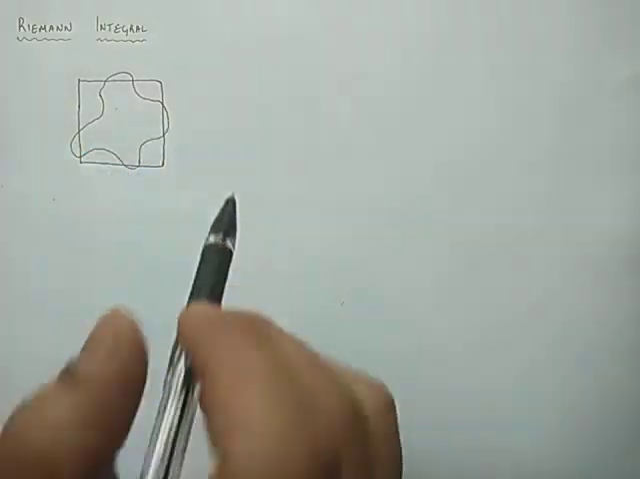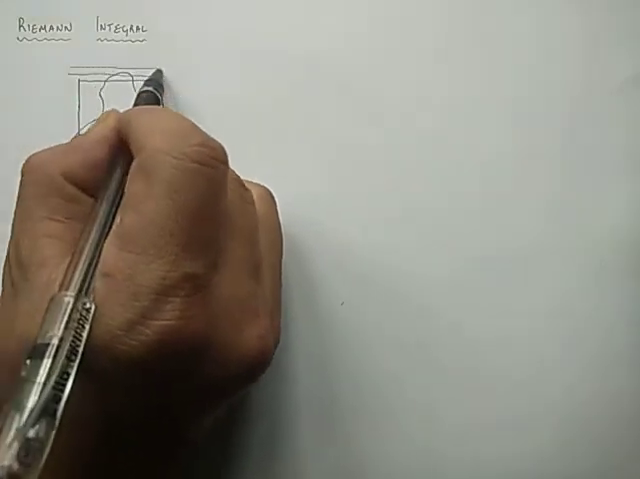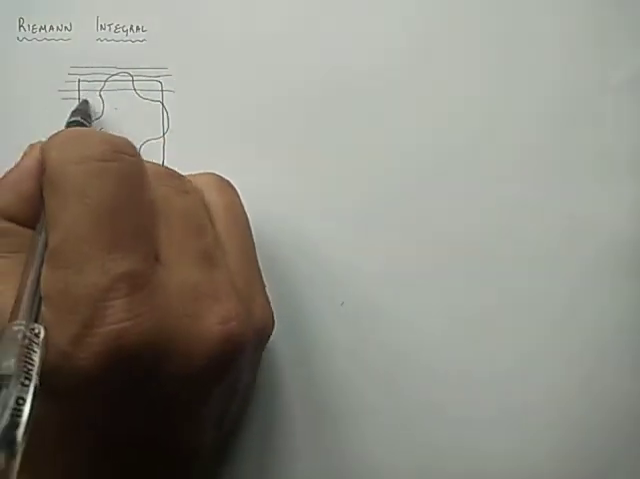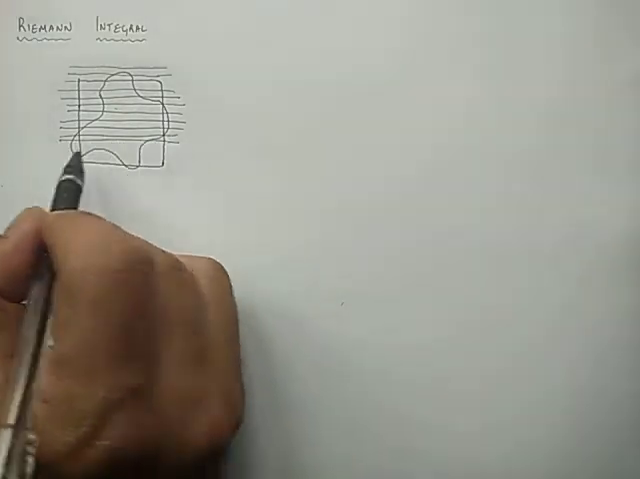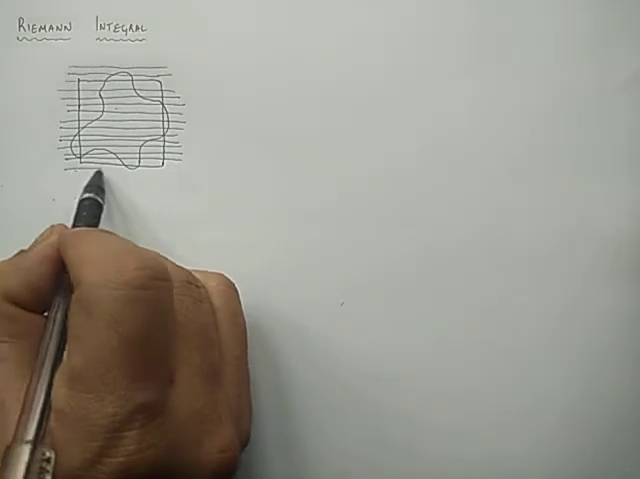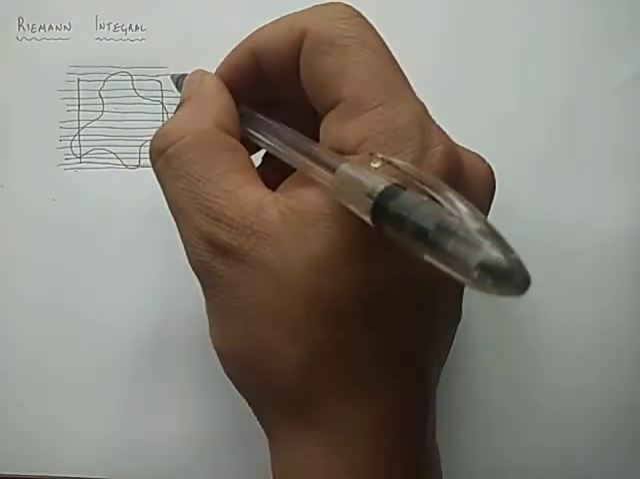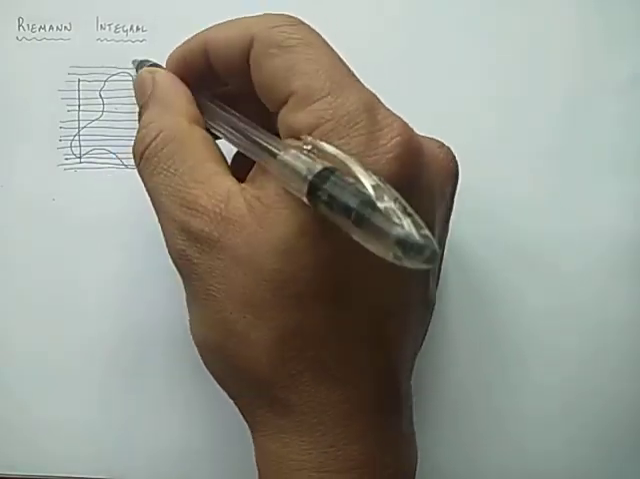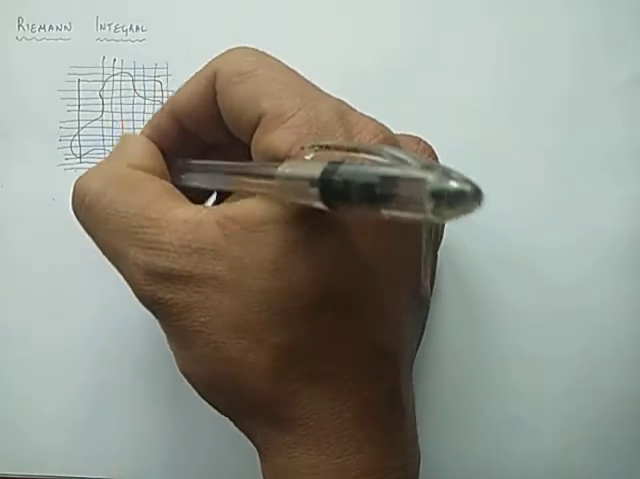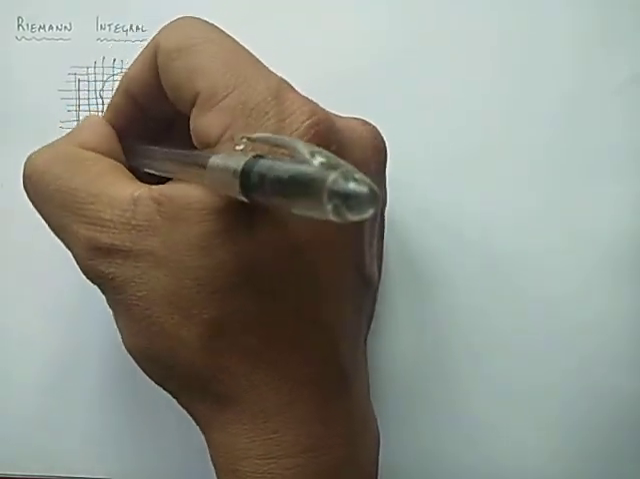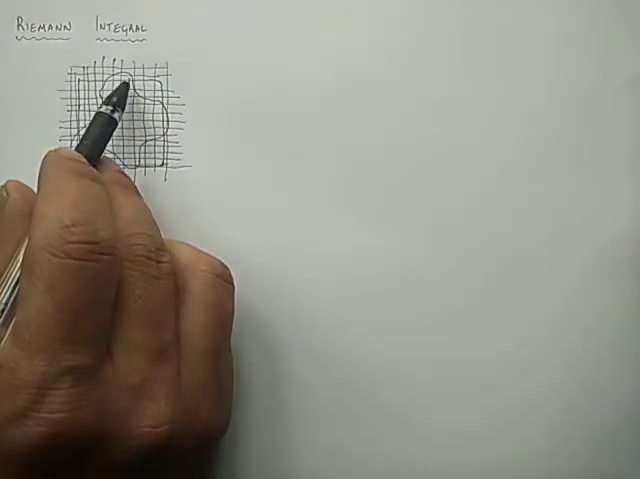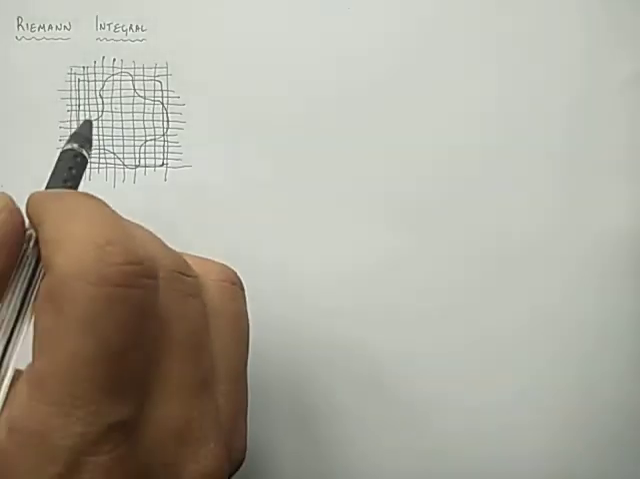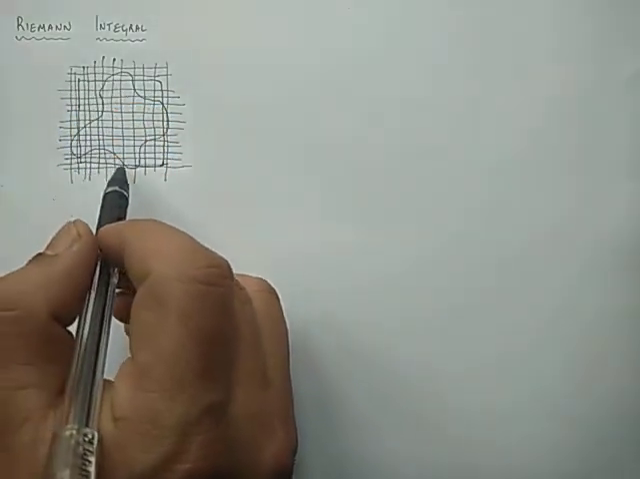In order to be more precise in our calculations, what we can do is draw multiple lines like this, horizontal, and also vertical lines like this, and if we add all the squares inside this curve, then we will be a little bit closer to the actual area bounded by this curve.